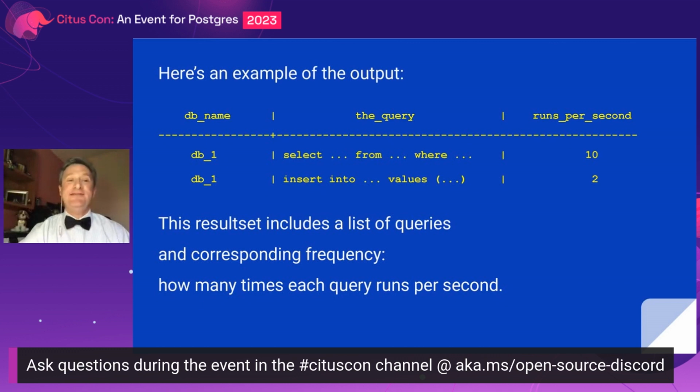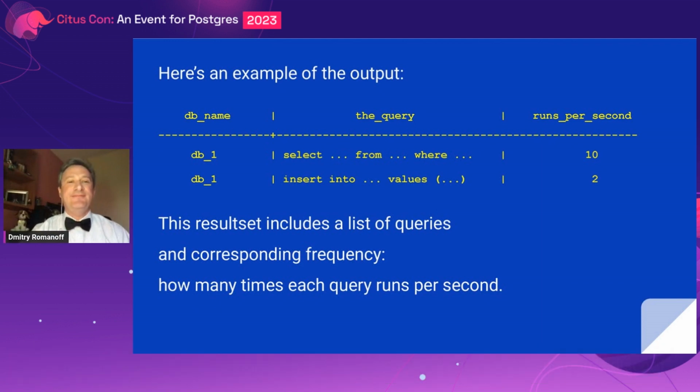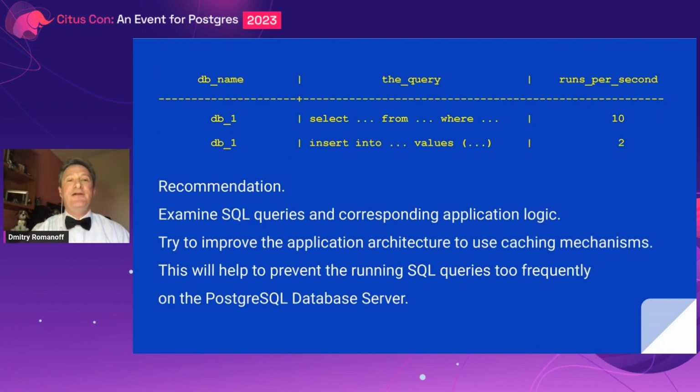The result set indicates a list of queries and corresponding frequency, how many times each query runs per second. Recommendation: examine SQL queries and corresponding application logic. Try to improve the application architecture to use a caching mechanism. This will help to prevent running SQL queries too frequently on the Postgres database server.